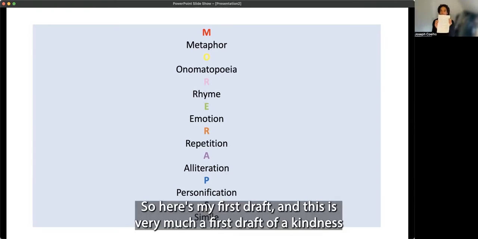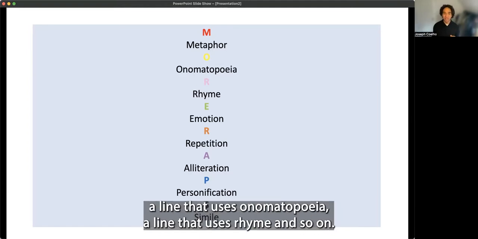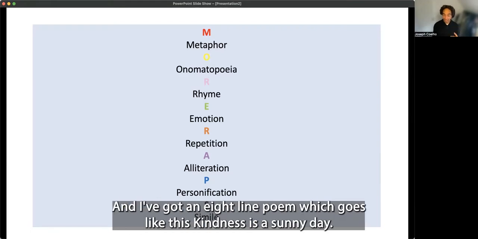So here's my first draft. And this is very much a first draft of a kindness poem using the MORE apps. So I've got a line that uses a metaphor, a line that uses onomatopoeia, a line that uses rhyme, and so on. And I've got an 8-line poem, which goes like this.